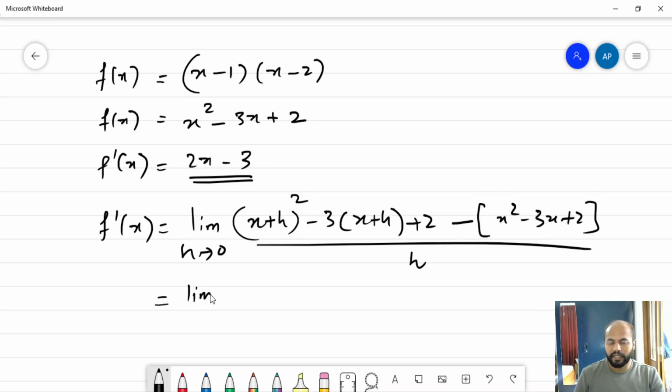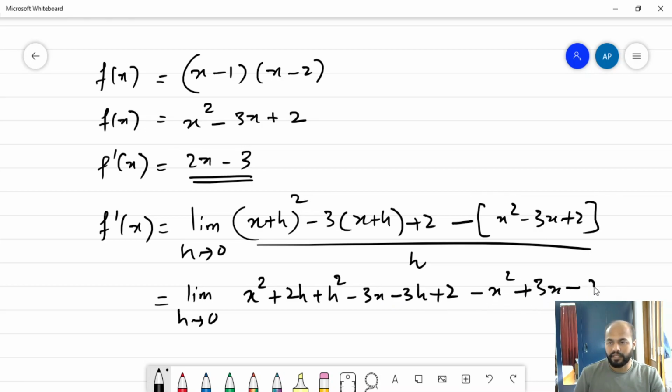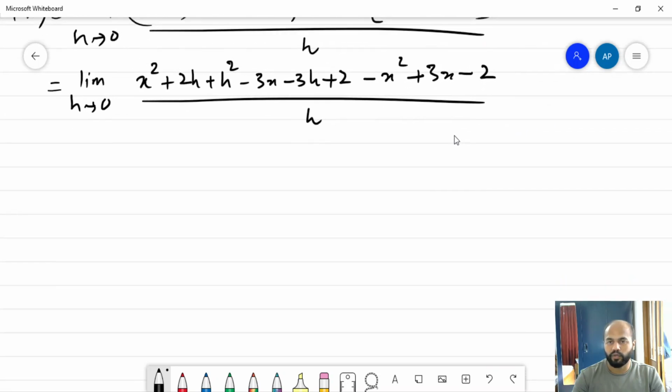So you can clearly see that now we will have (x plus h) the whole square, which you can open up as x square plus 2h plus h square minus 3x minus 3h plus 2 minus x square plus 3x minus 2, divided by h. That's what we have. Let's move further and see what we can get out of it.